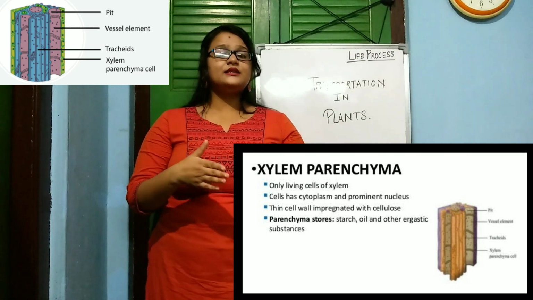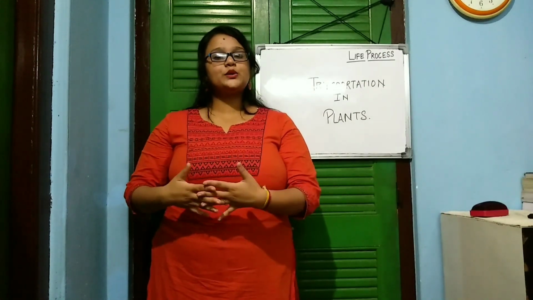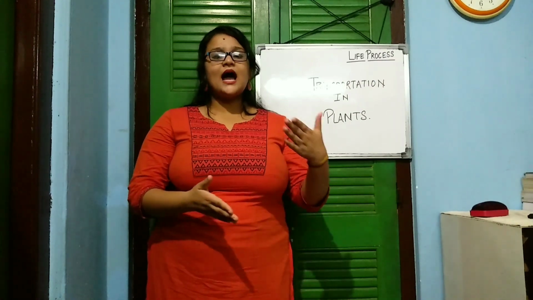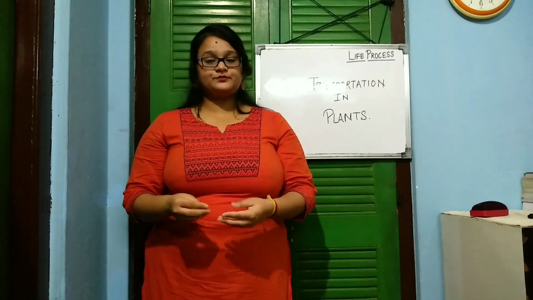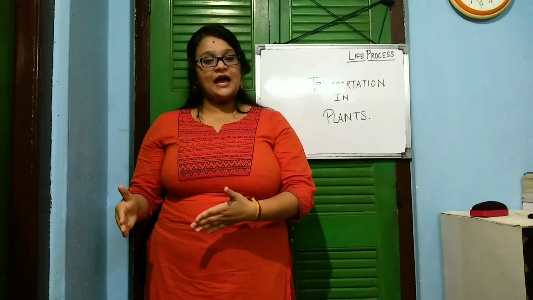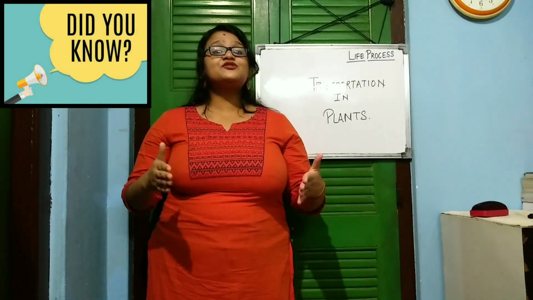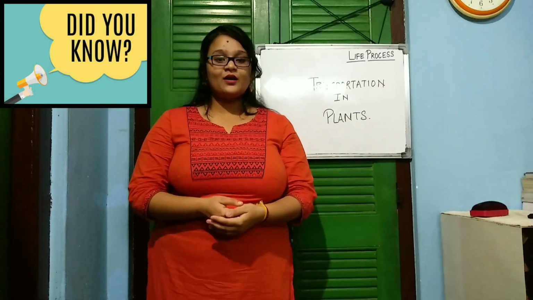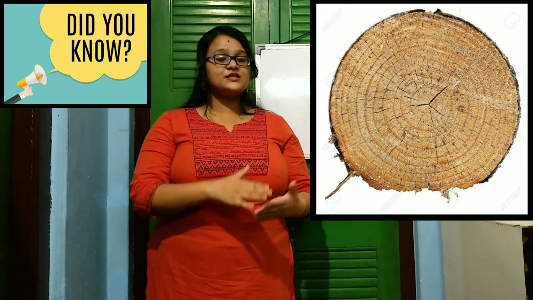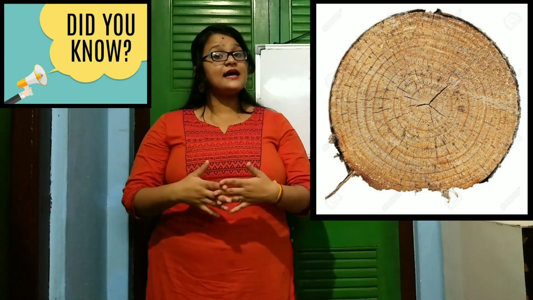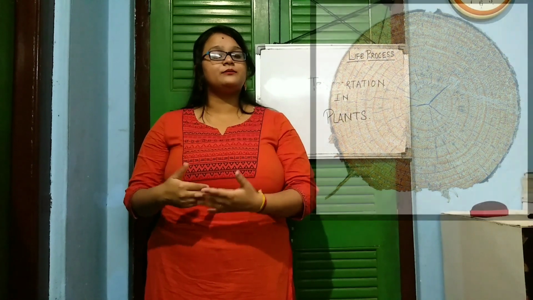This is the living part of the xylem tissue. A point to be noted is that in flowering plants, either xylem vessels or both xylem vessels and tracheids transport water, whereas in non-flowering plants, only tracheids help in water conduction. There is an interesting fact about xylem tissue. The rings seen in the trunk of an old tree which has been transversely cut are nothing but the xylem rings. These rings help in determining the age of the tree.